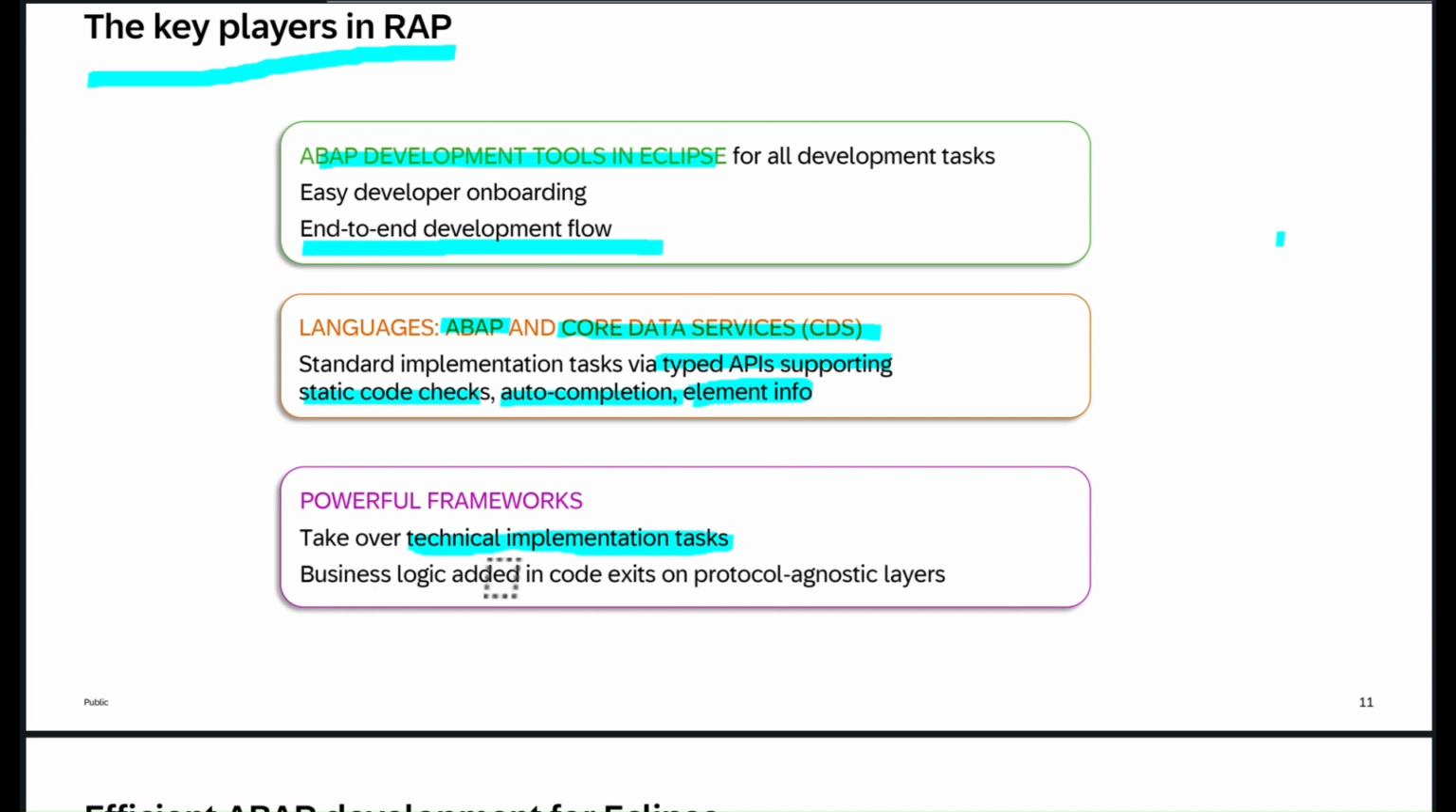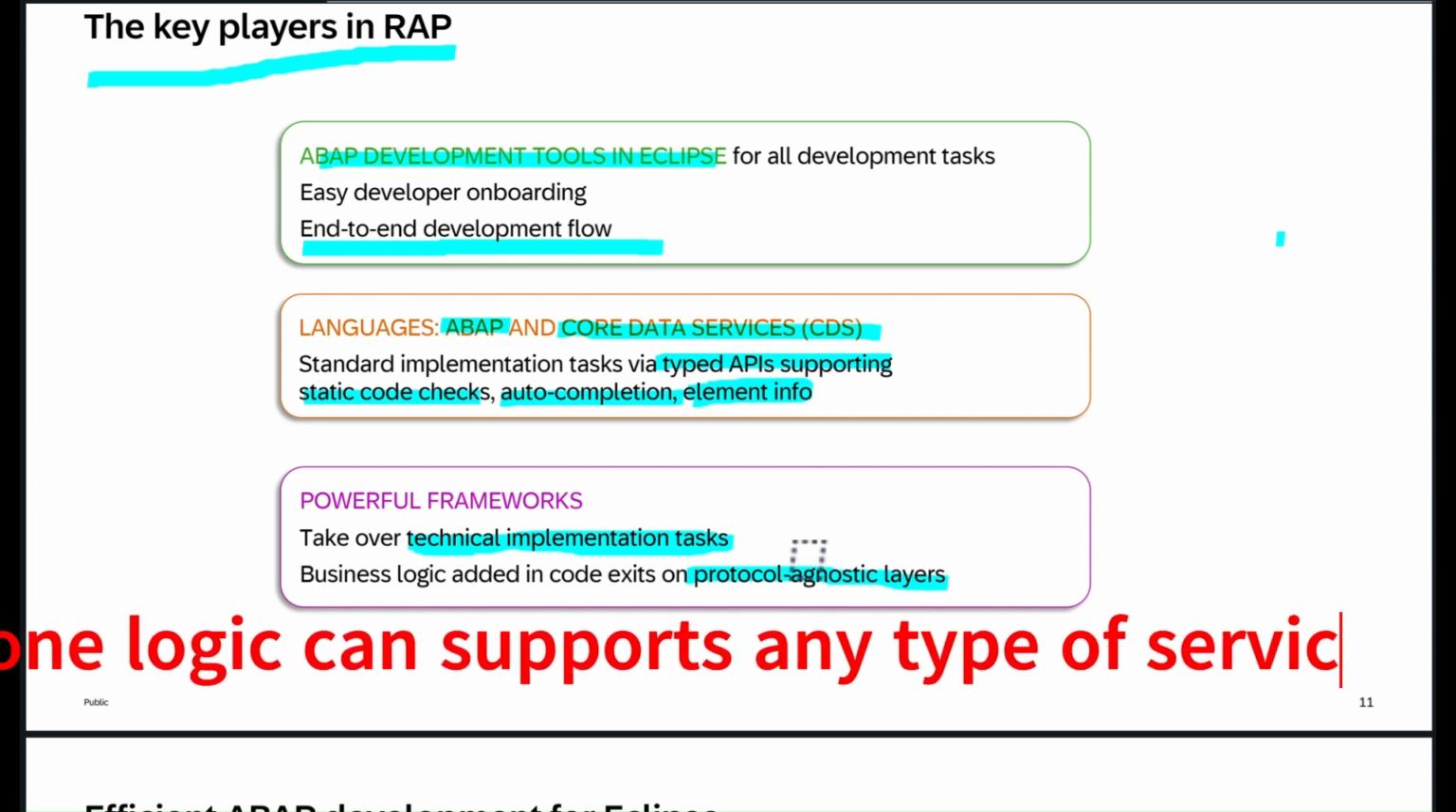Second thing is business logic authored in code exists on protocol agnostic layers. What does this mean, protocol agnostic layers? For example, if you create an action called submit sales order, this submit sales order is going to be applicable for any kind of protocol. For example, whether it is OData v4 or OData v2, or a web API or UI, or if you are exposing this as another protocol.